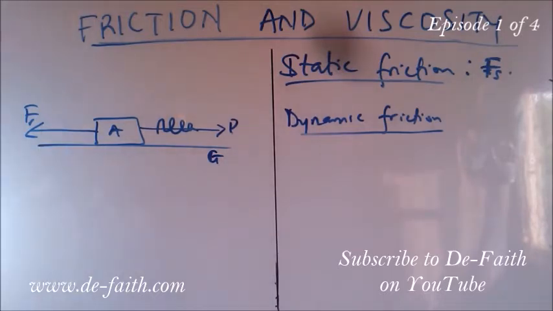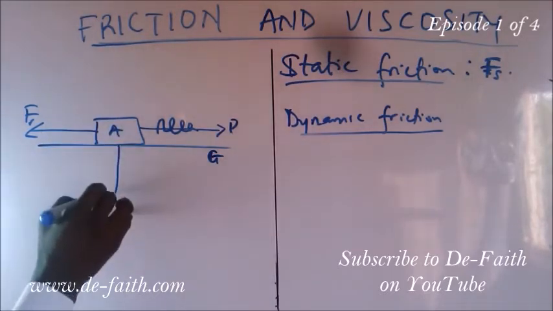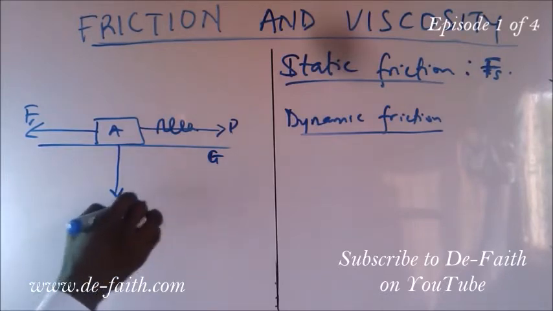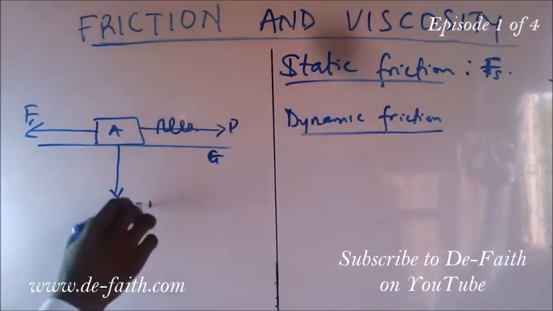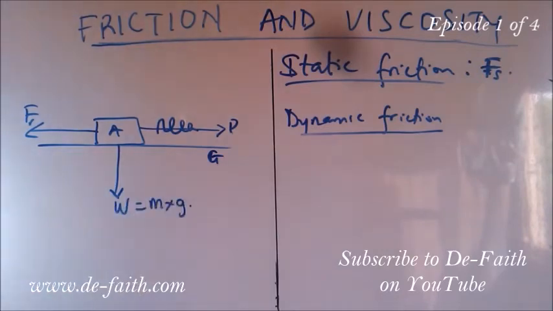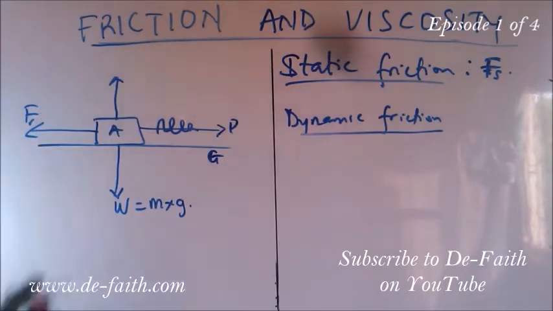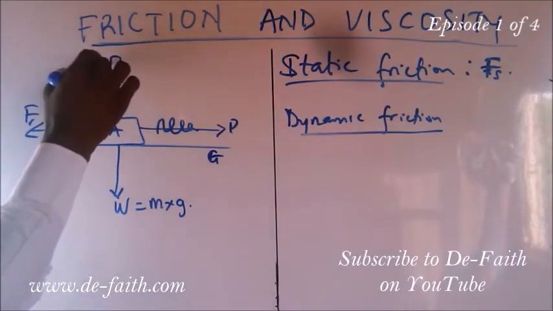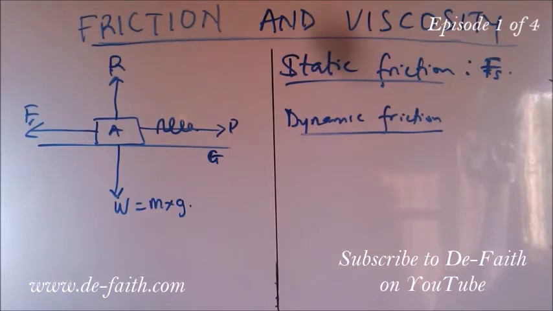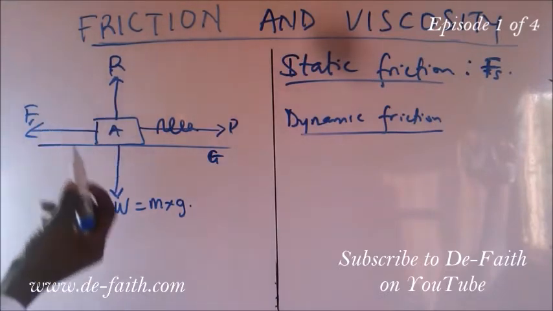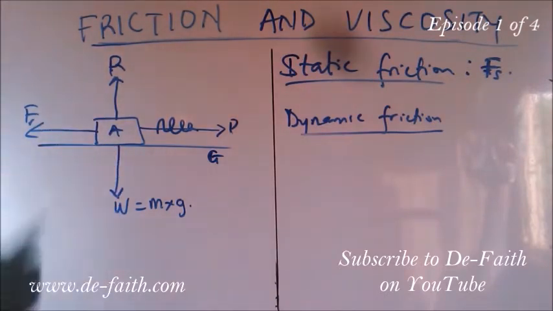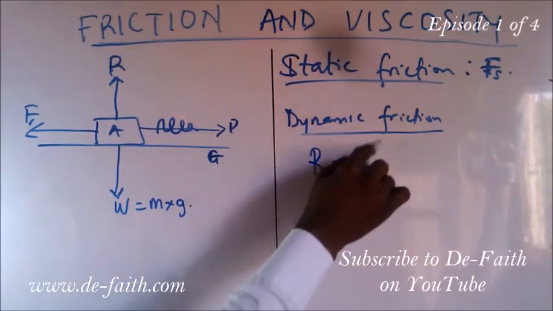So considering a body like this, body A has its own weight, which is W, and weight is equal to mass times gravity. Now to every action, there's an equal and opposite reaction. This body has a force that is also making it be in equilibrium, and that force we will call the normal reaction. The normal reaction is the equal and opposite reaction to the weight. So R is equal to W.